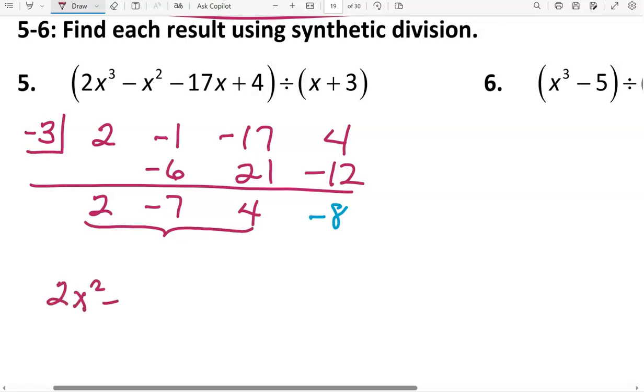That's 2x squared minus 7x plus 4 plus negative 8 divided by the divisor x plus 3.